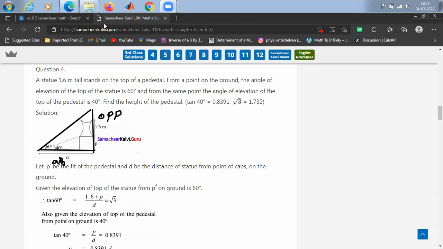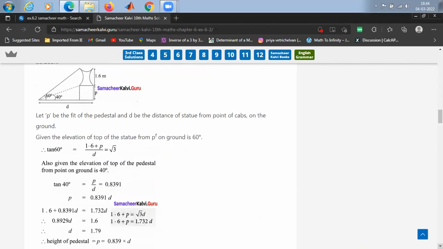I got 1.6 plus h by d is equal to root 3. You got 1.6 plus p. Okay. So tan 60 degrees is root 3, is it? So it's 1.6 plus p upon d equal to root 3. So let's keep it as equation 1.